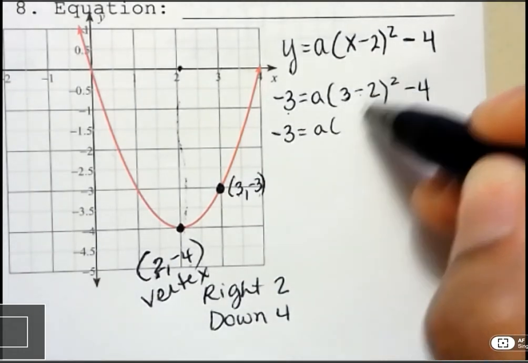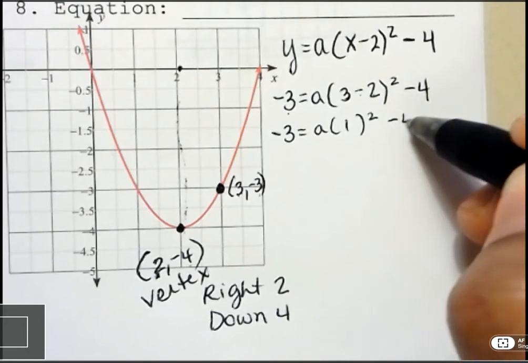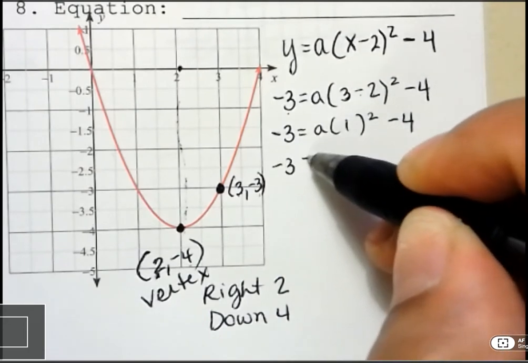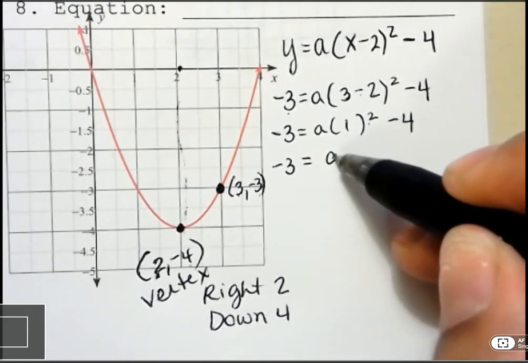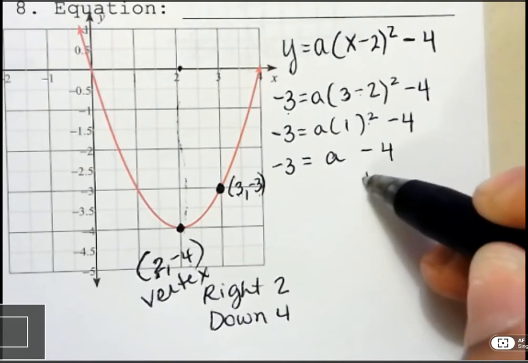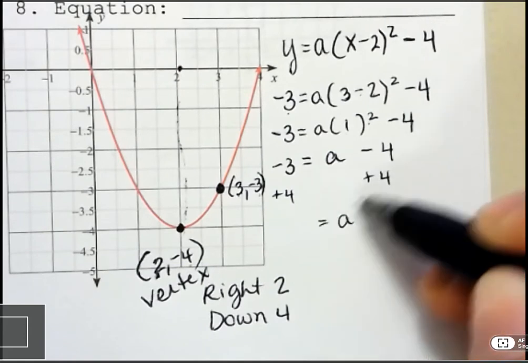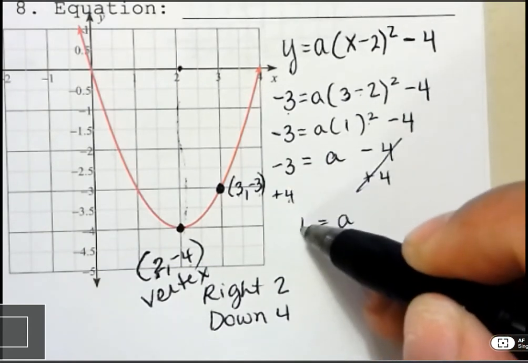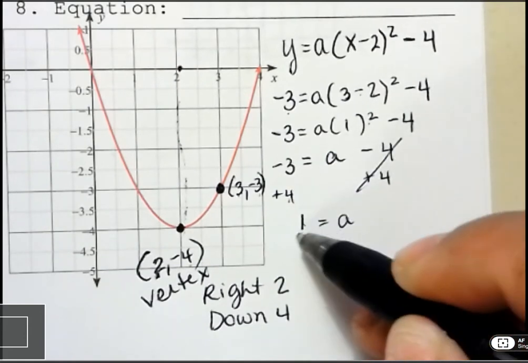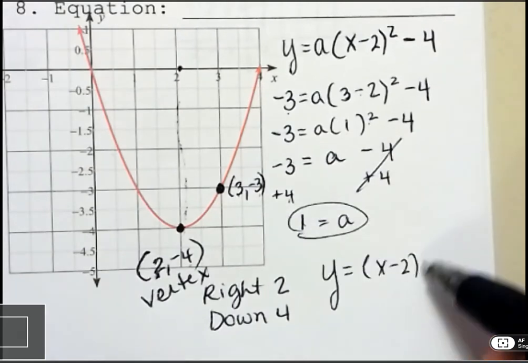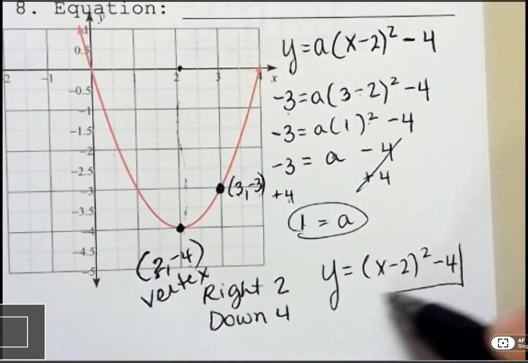3 minus 2 is 1. 1 squared is just 1. I'm adding 4 to both sides. Minus 3 plus 4 is a positive 1. So then my final answer, A equals 1. So it's just (x - 2) squared - 4.